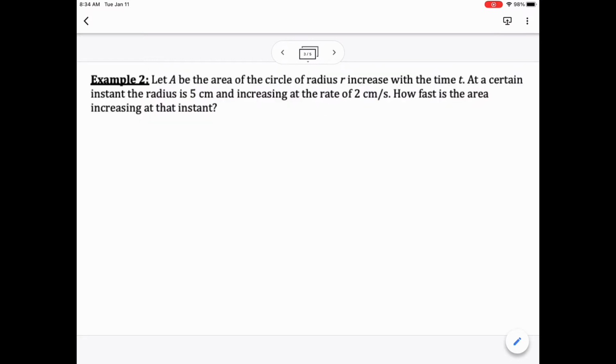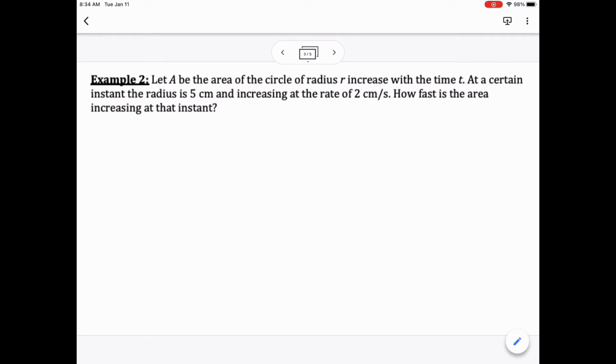Now we want to move on to example 2 and do the same thing. Let A be the area of the circle of radius r that increases with the time t. At a certain instant, the radius is 5 centimeters and increasing at a rate of 2 centimeters per second. How fast is the area increasing at that instant?